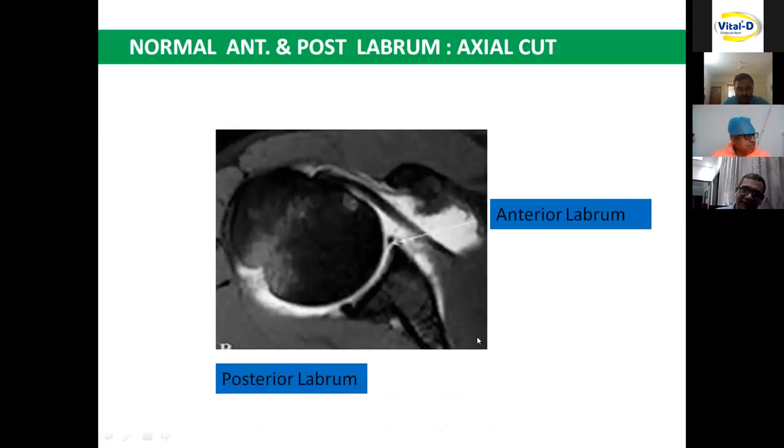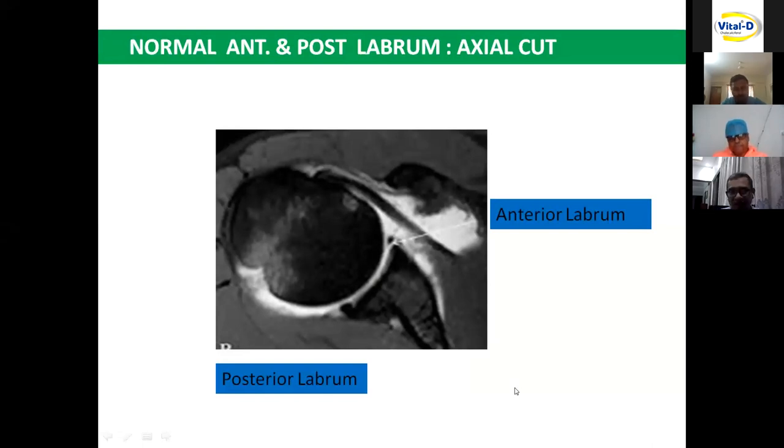Now we can see the normal anterior and posterior labrum. What type of cut is this? Exactly. That is the posterior suprascapular notch. So this is posterior and this side is anterior. That is the anterior labrum, this is the posterior labrum. And this is the subscapularis tendon and muscle, and this is the bicipital groove. Here the biceps tendon is sometimes located. This is the normal anterior labrum, posterior labrum.